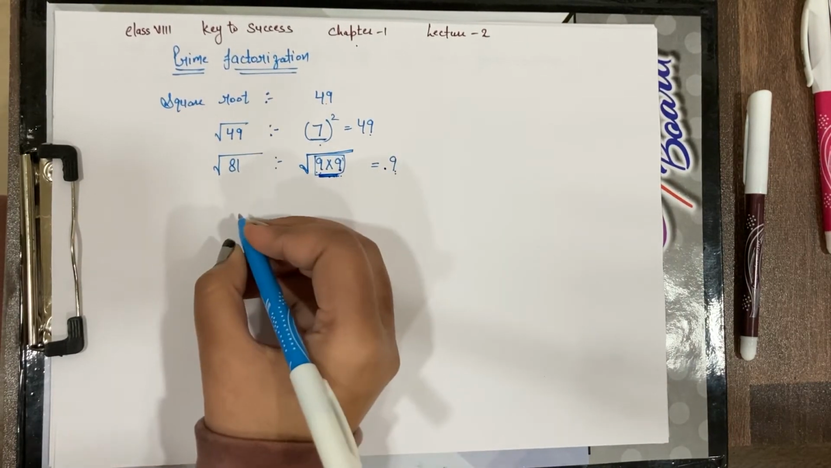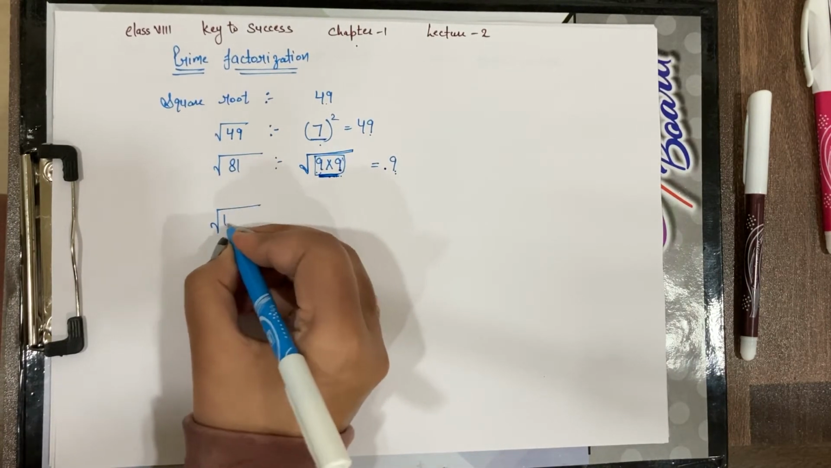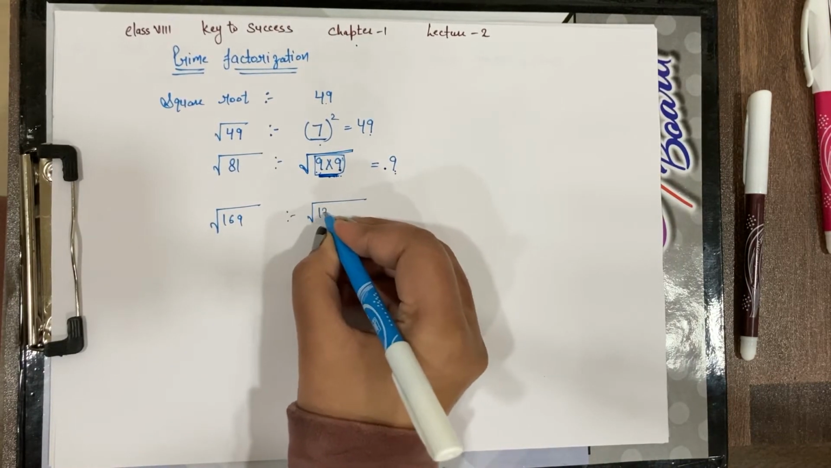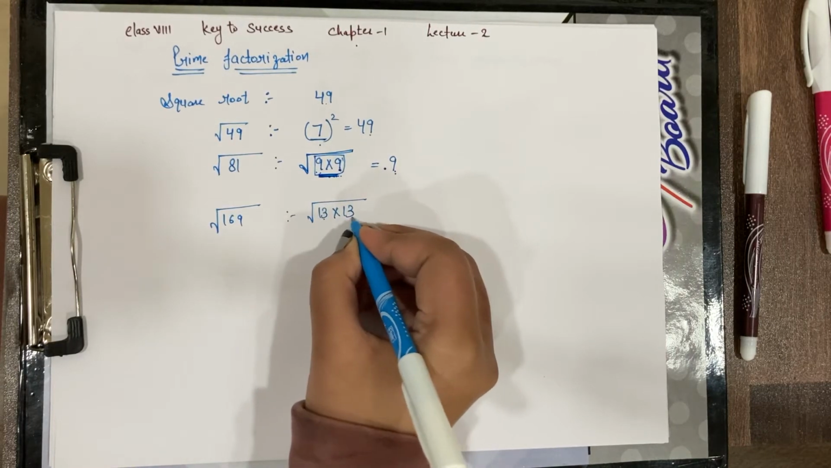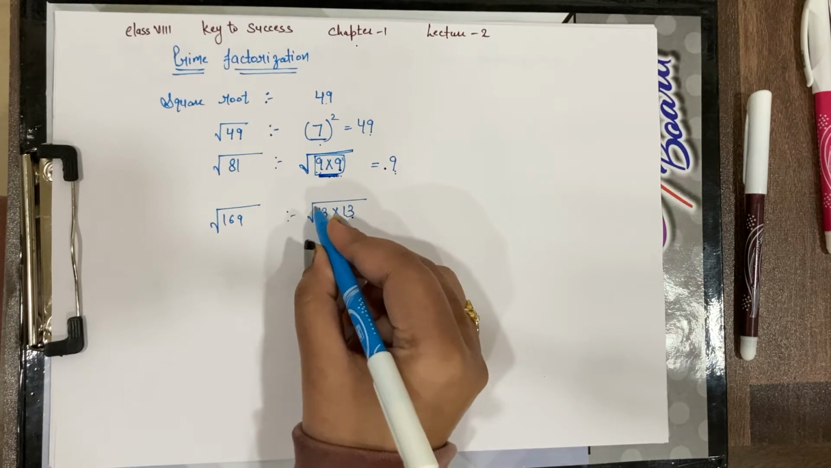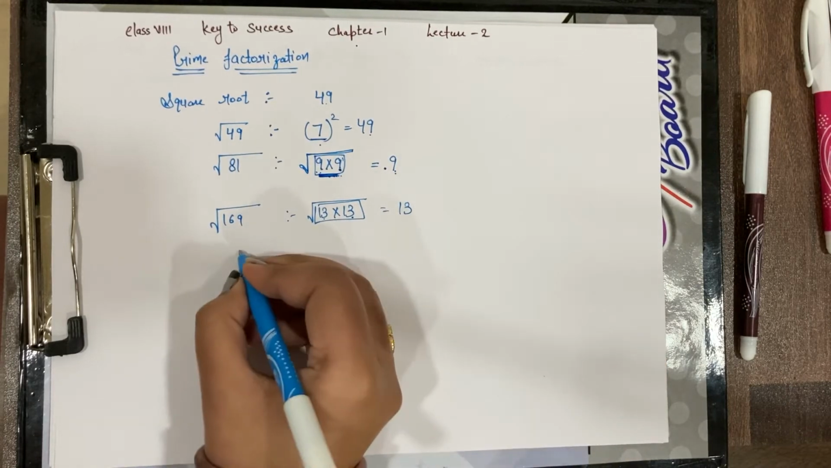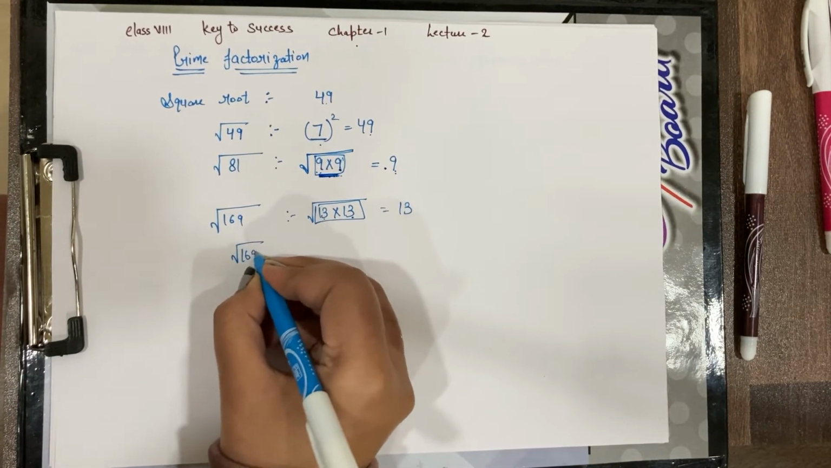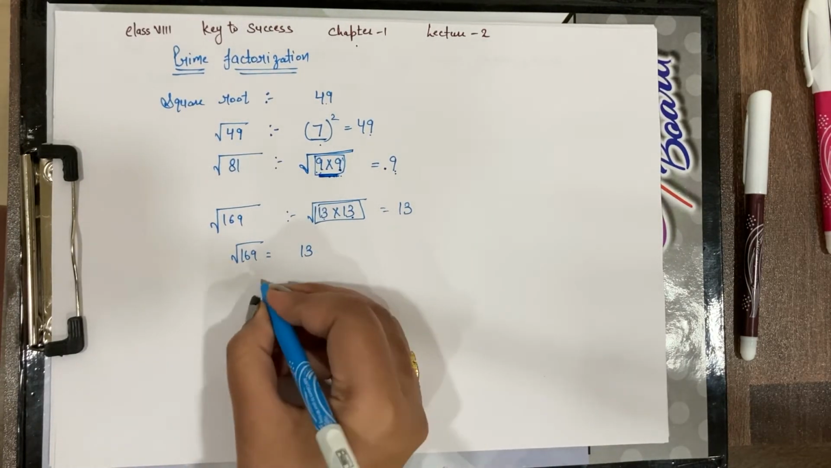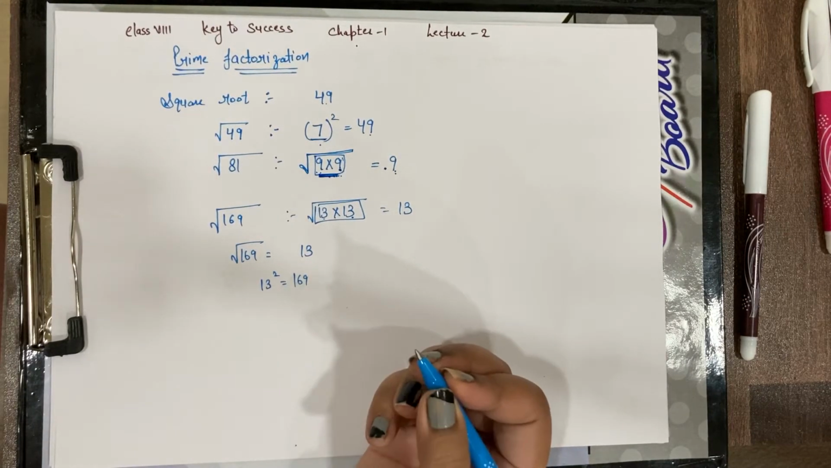Right? For example, let us take another number. If we are asked to find the square root of this, then 13 into 13. We have to break 169 in such a way that we get two same numbers, and we bring one out of the square root. So we'll say the square root of 169 is 13. When we square 13, we get 169. This is the basic idea of square roots.